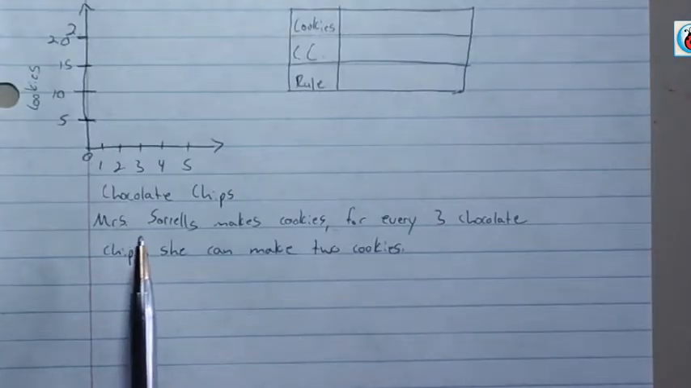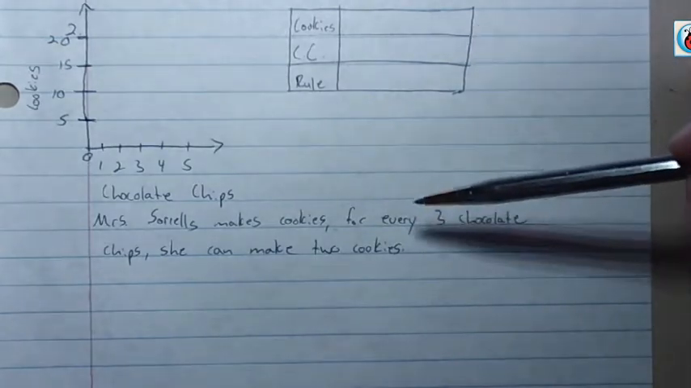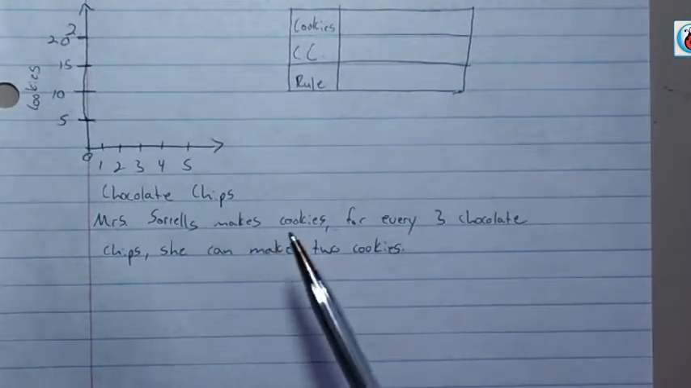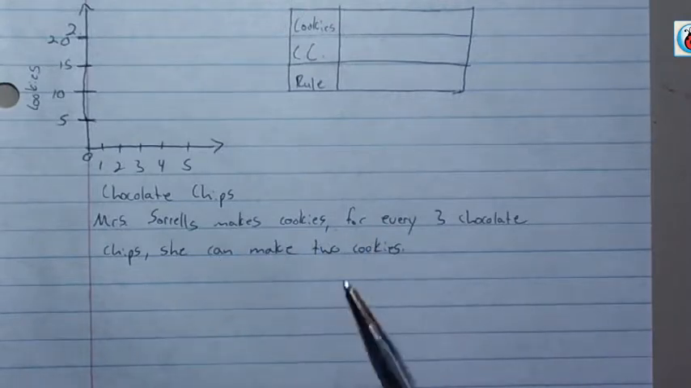Alright guys, so I've just made an outline of a graph. We've got some tables set up and a question down here. And the question says, Mrs. Sorrells makes cookies. For every 3 chocolate chips, she can make 2 cookies. Alright, so go ahead and pause the video and make sure you've got the graph set up and that table, and we will go over it in just a second.